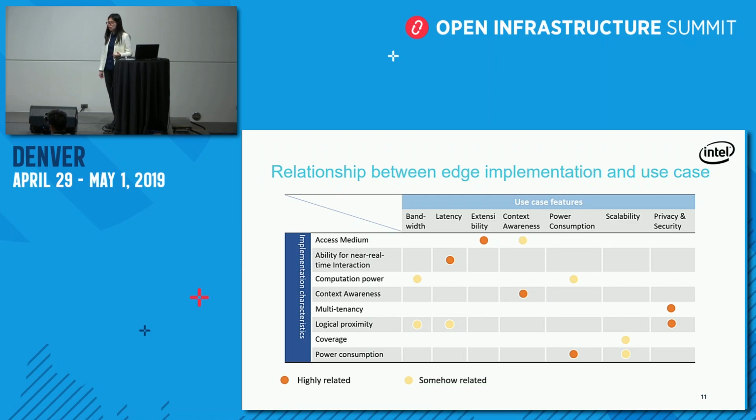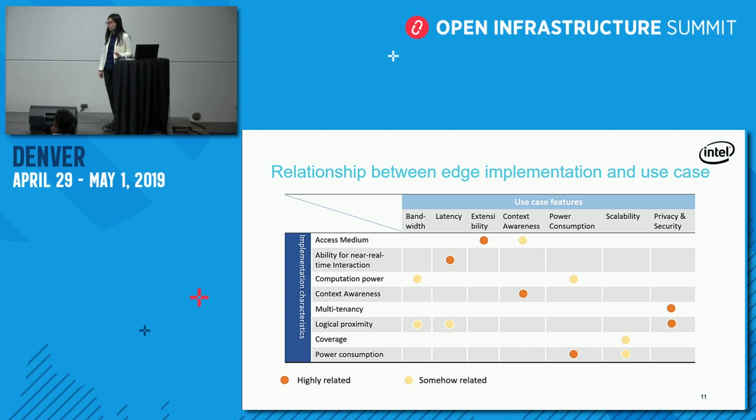And in order to provide the best implementation for the use cases, here I do a mapping between the characteristics of the edge implementation and the features of use cases. So here in the left part, I choose 8 of the characteristics I mentioned in the previous slide, since they are mostly related with the use case features. And also I put 7 features for the use cases, which are mostly used to measure these use cases inside the research. So you can see that the access medium is highly related with the extensibility.